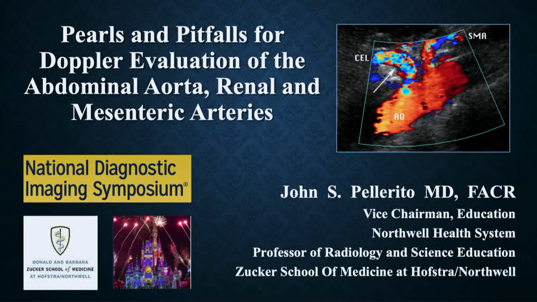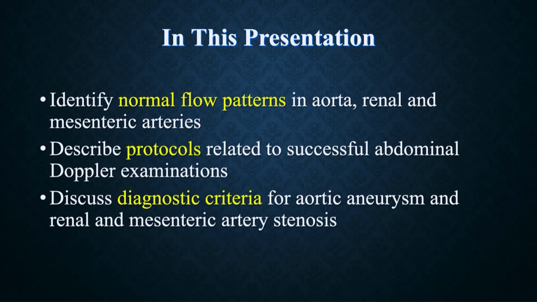My next presentation, we're going to cover a bunch of different territories. We're going to talk about Doppler evaluation of the abdominal aorta and the branch vessels, meaning the renal and mesenteric arteries. So in this presentation, we're going to go over normal flow patterns. I believe that this is really the most important aspect of the talk. When you know what normal is, then it's much easier to pick up abnormalities.